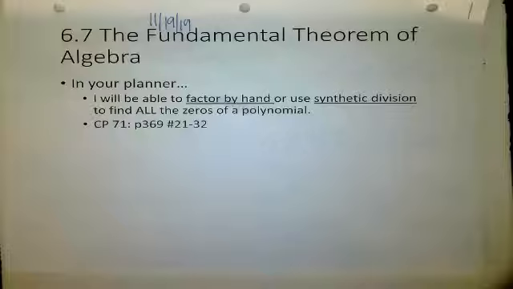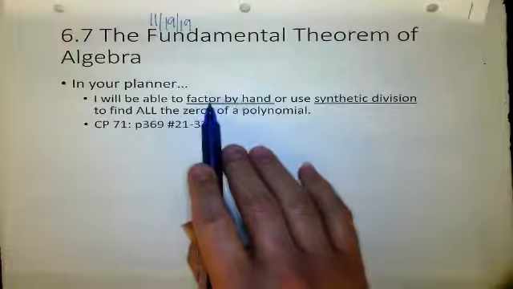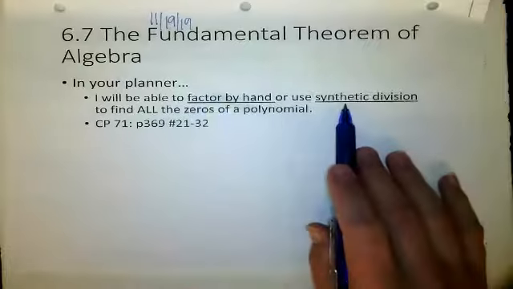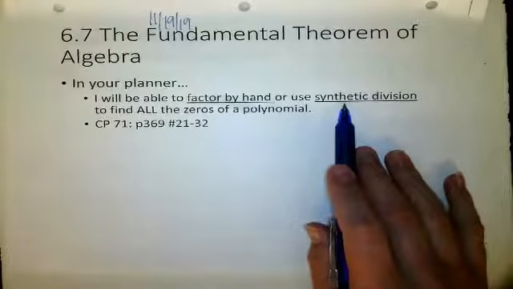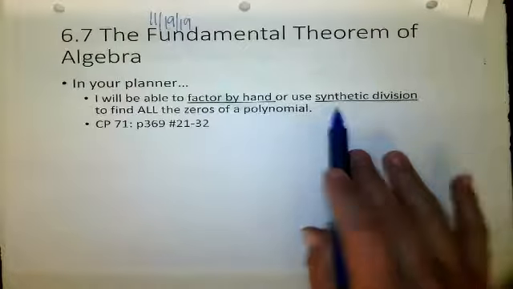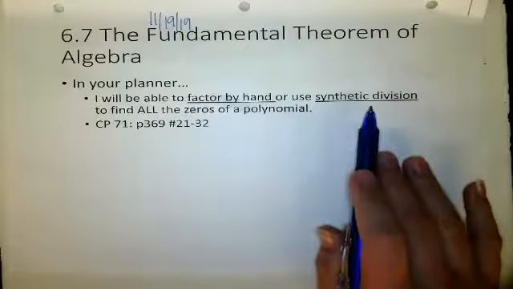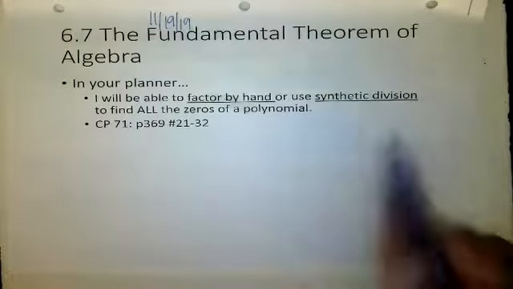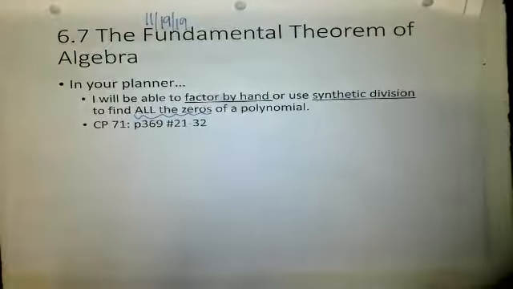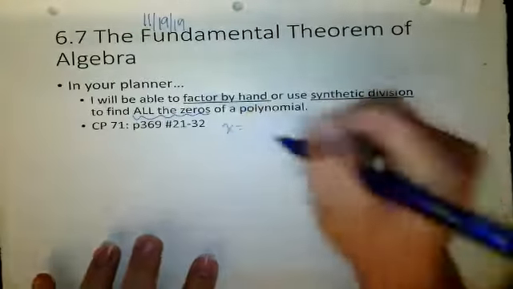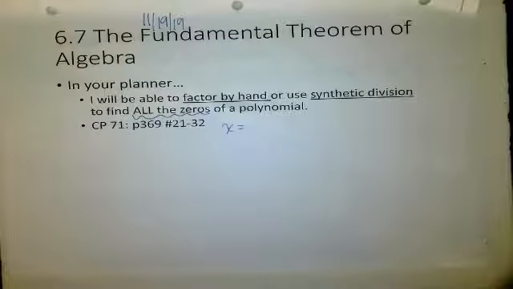Today we are doing more of what we've been doing. All right. So today we are going to either try to factor by hand or possibly need to use synthetic division. If we can't factor by hand, then we maybe have to go to our calculator and use synthetic division to find all the zeros of our polynomial today. And all the zeros means we're finding what does x equal? And we are looking for real and imaginary solutions.